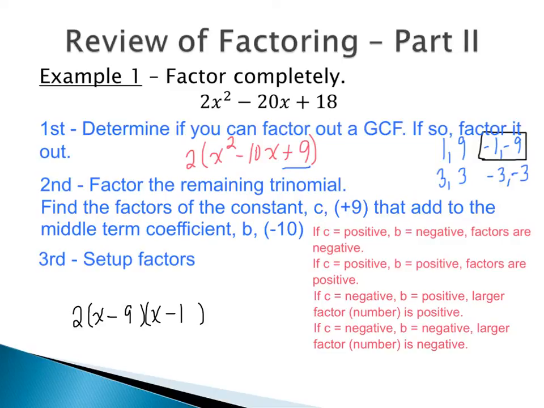So if I did x times x, that would give me x squared. x times negative 9 would give me negative 9x. Negative 1 times x gives me negative 1x, and then negative 1 times negative 9 gives me a positive 9. What ends up happening is that negative 9x and negative 1x add to that middle term of negative 10 that we needed. And then finally, you could distribute the 2 through in order to get back to your original. So if there's not a leading term coefficient, then we can just find what multiplies to our constant and adds to our middle term coefficient.